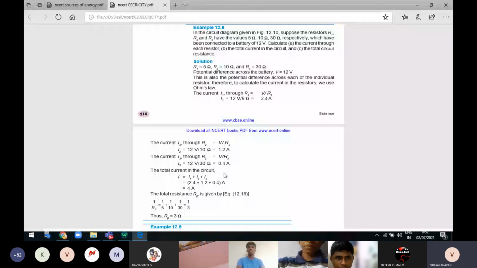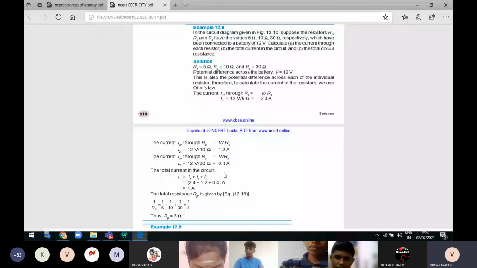And what is the third question? The total circuit resistance. They are asking for the total resistance. For that we have to use the formula 1 by RP is equal to 1 by R1 plus 1 by R2 plus 1 by R3. So 1 by 5 plus 1 by 10 plus 1 by 30. If we take the LCM, 30 is the LCM.